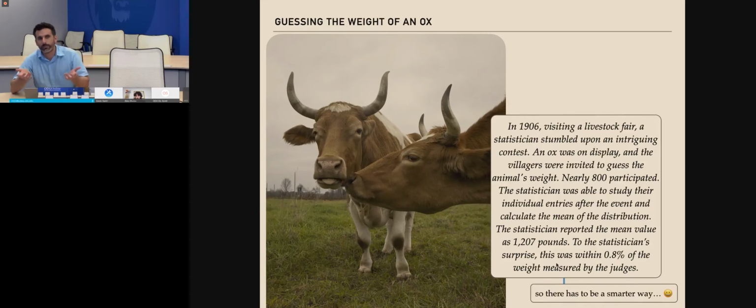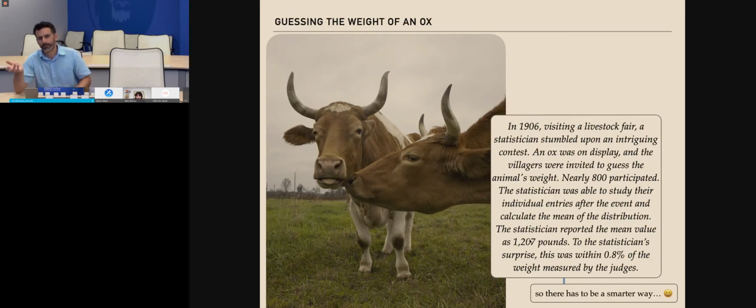That is remarkable, right? The people guessing had no idea what the ox really weighed, and no one person got it right. Nobody got it right. But just from asking random people, you get the weight to within a percent error. And so this suggests that there has to be a smarter way for us to understand and estimate quantities. And notice, it only took 800 people, right? We didn't have to ask millions of people to get a good accuracy.